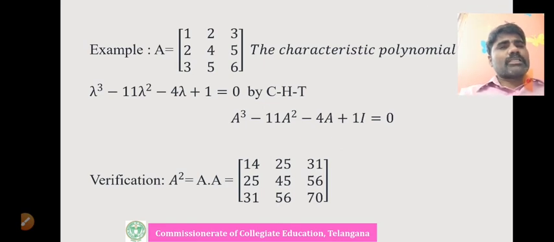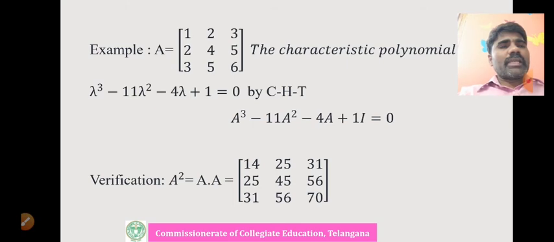By simplifying it, we will get lambda cube minus 11 lambda square minus 4 lambda plus 1 equal to 0. Here minus 11 is nothing but the sum of the diagonal elements, the trace of A: 1 plus 4 plus 6, that is 11. And 1 is nothing but the determinant, and 4 is nothing but the sum of the cofactors of the diagonals: the cofactor of 1, cofactor of 4, and cofactor of 6 summed. I explained this in the earlier class.